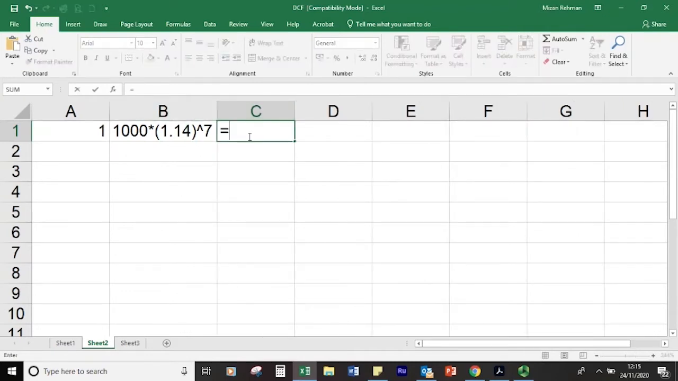Now putting the proper formula, 1,000 into 1.14 power sign and times 7, and you press enter, that would be 2502. We don't need those decimal places. Let's go back to our question now.